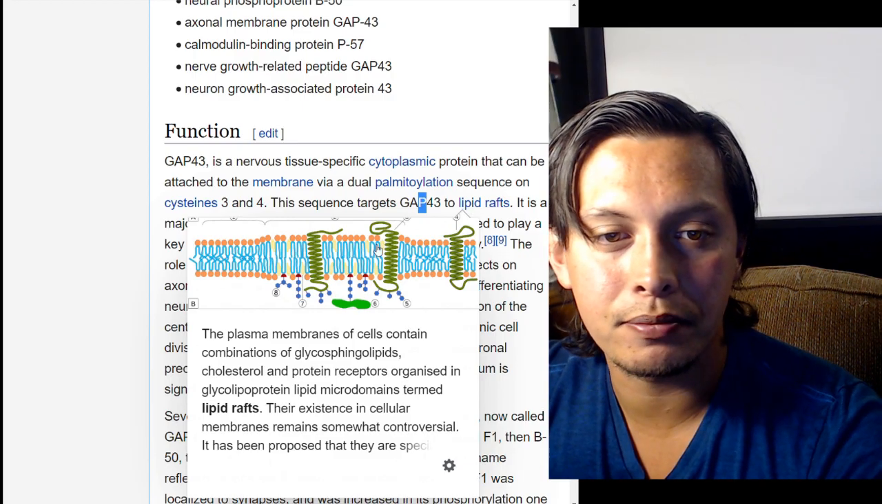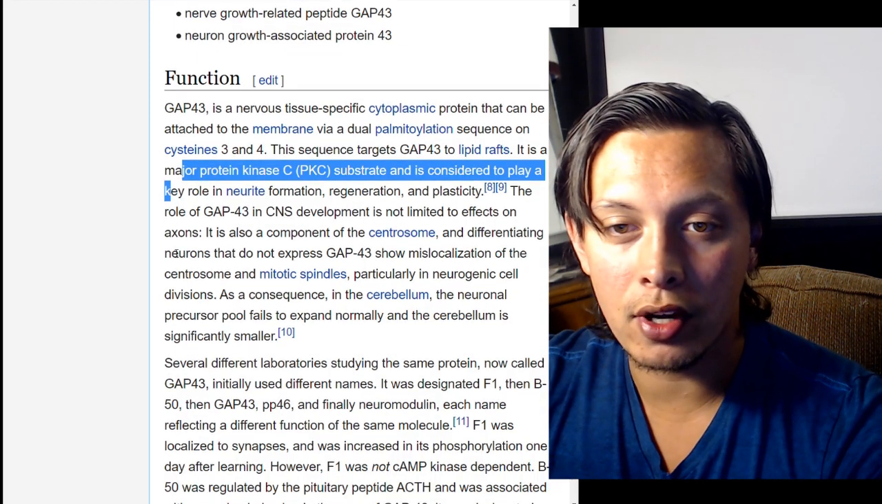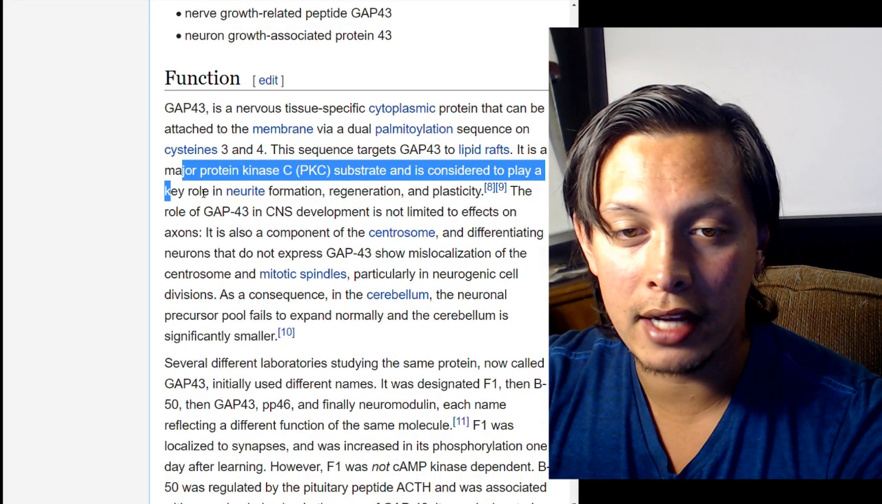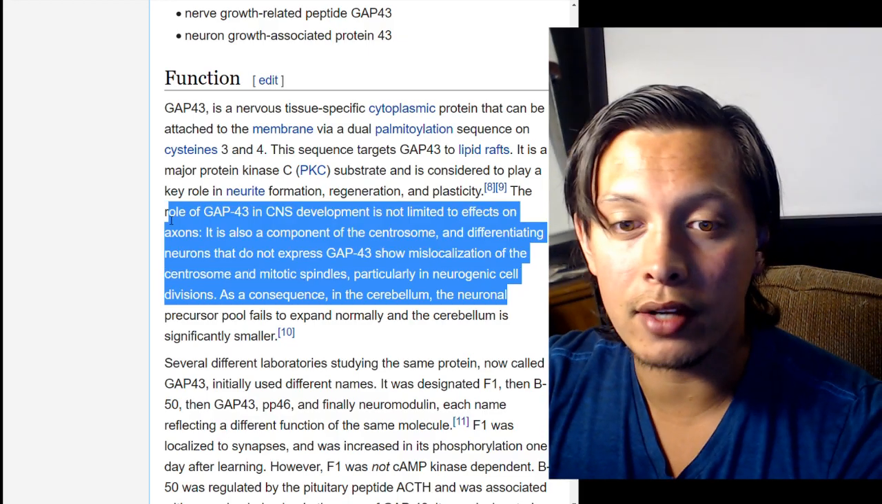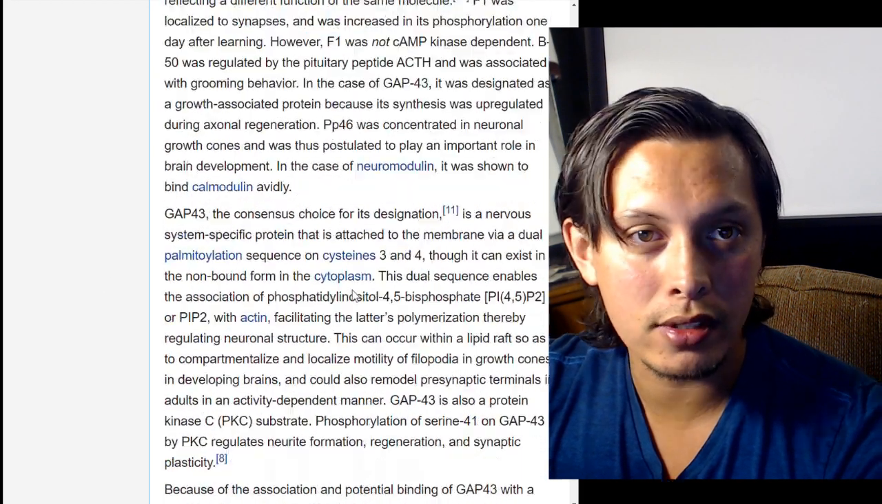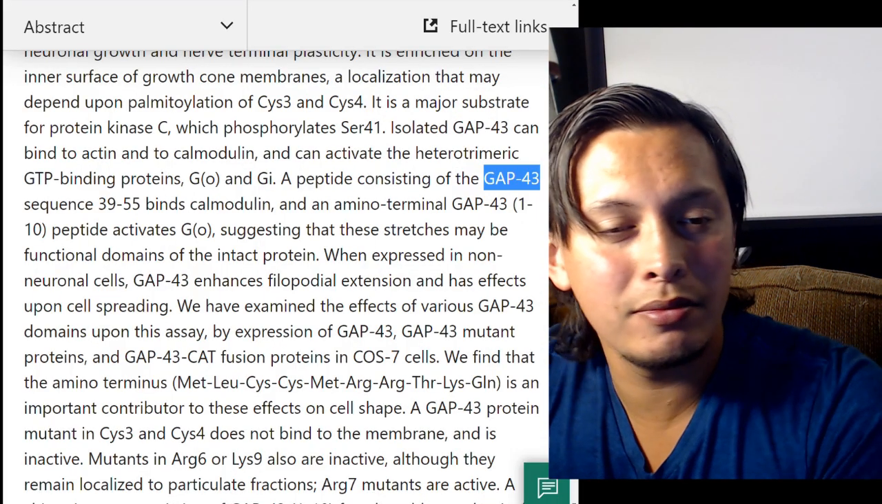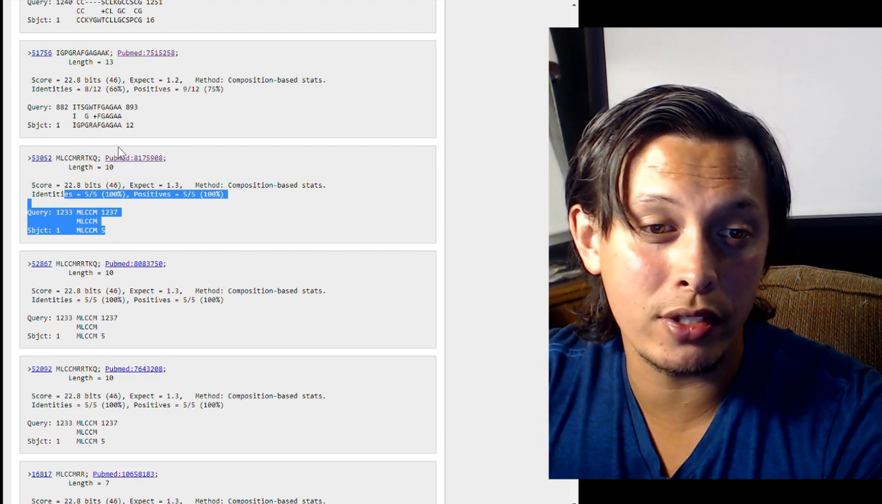And it's considered to play a key role in neurite formation. So it sounds like this is not exposed to the outside world, or the out of cell world. So what this tells you, not much. You just have a very short sequence.